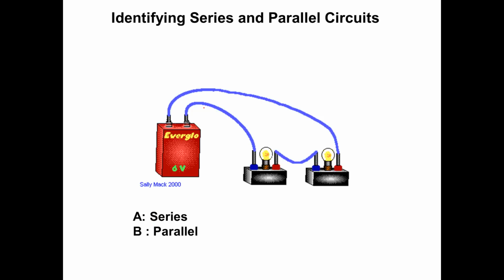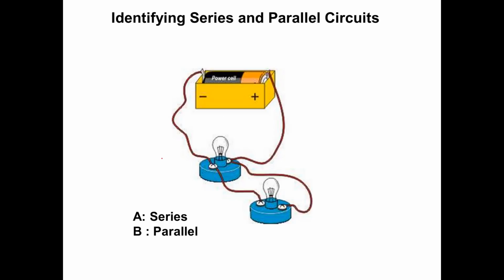Let's take a look at this one. Again, we leave the battery through one light bulb, through the next light bulb, and back to the battery. This is, again, a series circuit. Let's take a look at our next one. Is this a series or a parallel circuit? Current leaves the positive end, and when it gets here, it can either go through the light bulb and back to the battery, or it can go to the next light bulb. Because there is a branch in there, this is a parallel circuit.